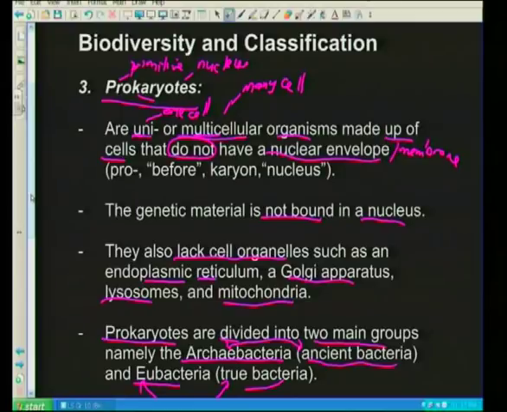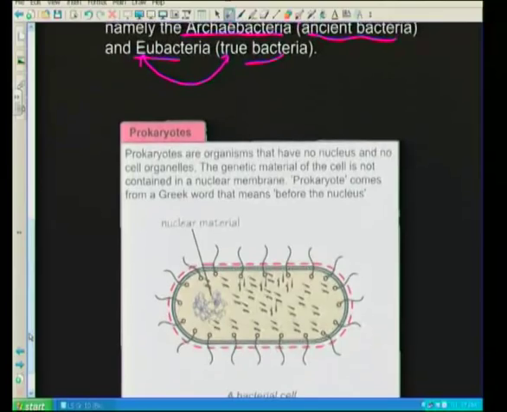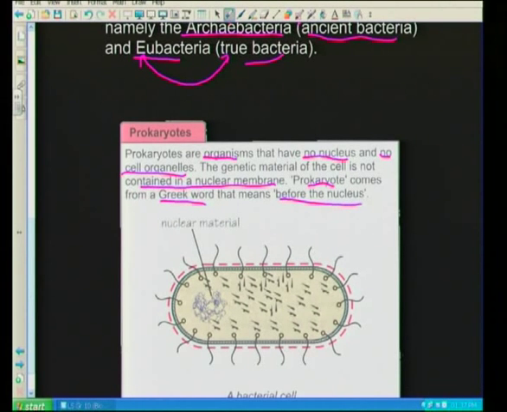We now look at a picture of a prokaryote. Here you can see an example of a bacterium. Bacteria belong to the kingdom prokaryote. Prokaryotes are organisms that have no nucleus and no cell organelles. The genetic material of the cell is not contained in a nuclear membrane. Prokaryote is actually a Greek word which means before the nucleus, a primitive nucleus.